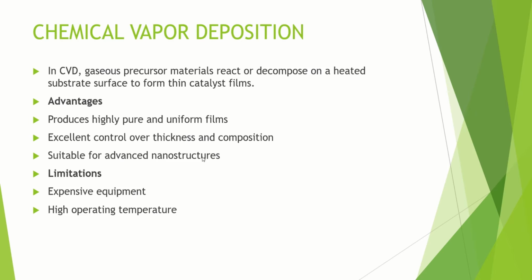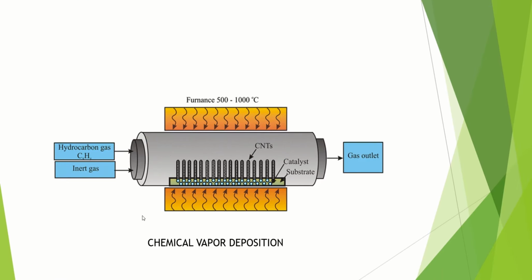CVD gives you incredibly pure and uniform films. You have excellent control over the thickness and composition. That's why it's used for advanced nanostructures like carbon nanotubes and graphene. But the equipment is quite expensive and you need very high operating temperatures.